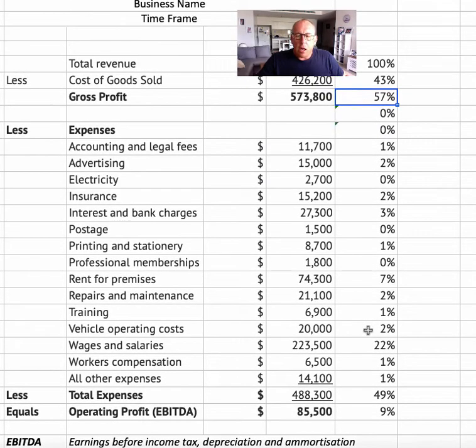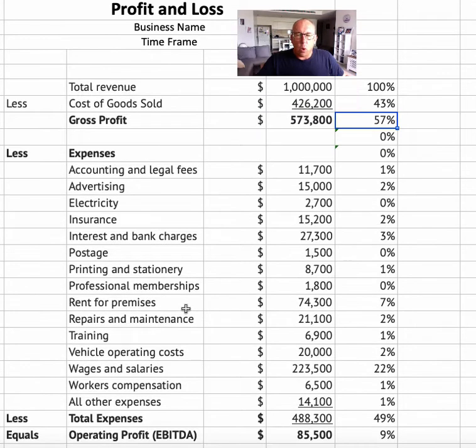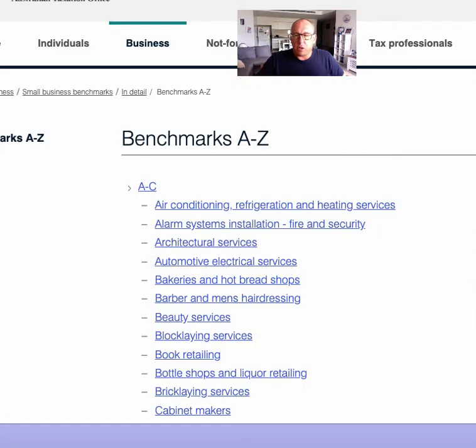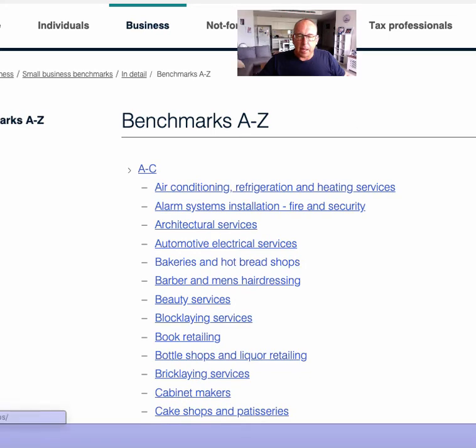Now, just an interesting thing here, EBITDA, you might have seen this, operating profit, EBITDA. EBITDA stands for earnings before interest, tax, depreciation and amortization. So I might do a little bit more on that in another video. But what I then do is look at the Australian benchmark, because I'm in Australia. Most countries will have a benchmark system so you can compare, based on those percentages, how the business is going. So let's look up a bakery service here.